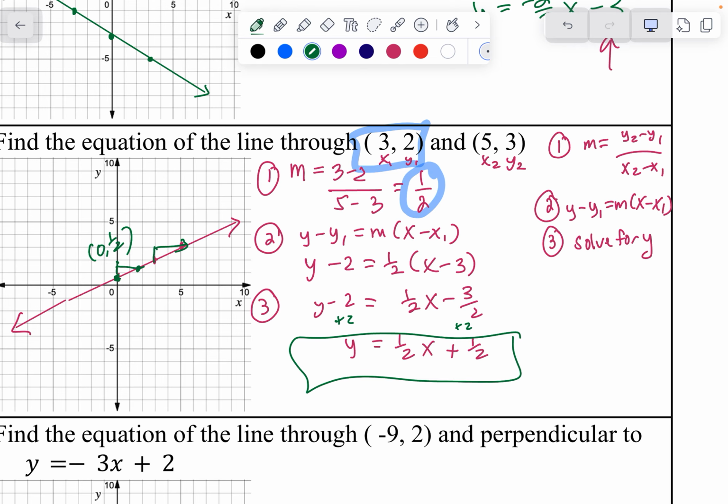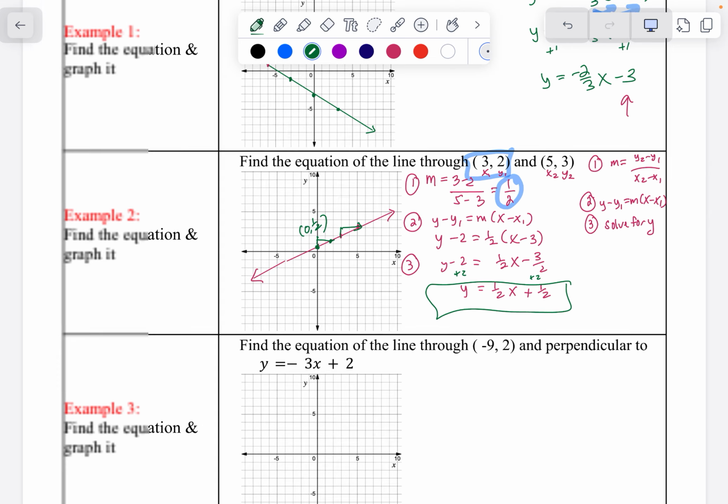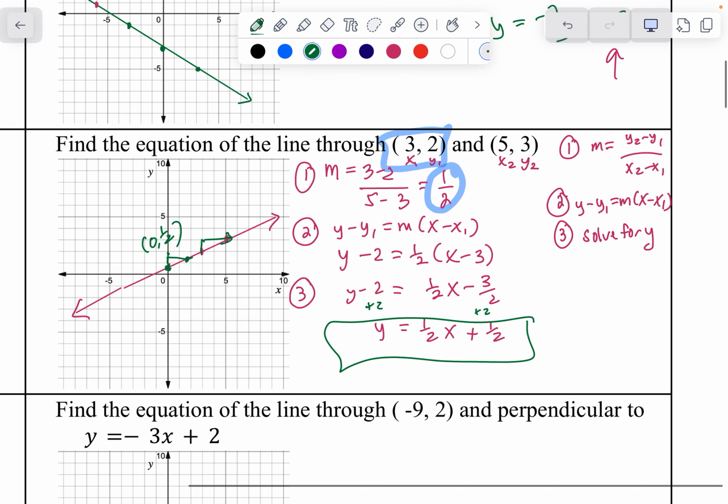So now we're using some of those algebra skills. On the homework, you're not going to be graphing, but you can check your work by graphing. Just go to Desmos. Type in the equation y equals 1/2 x plus 1/2. Did it hit the points 3, 2, and 5, 3? Then you did it right. So you can check all of this by just having Desmos open in a tab. And am I getting the correct equation that matches the information? Okay. Everybody okay with example 2?